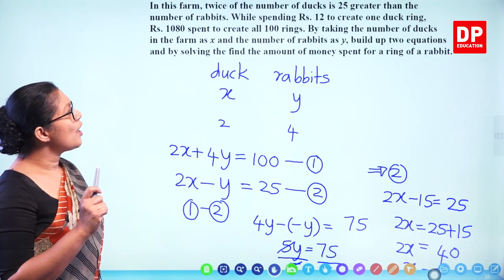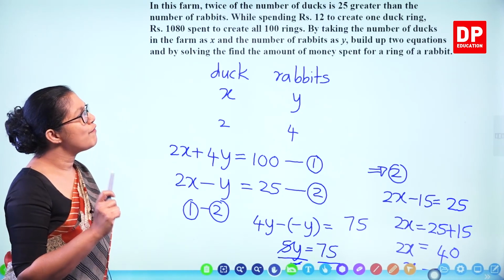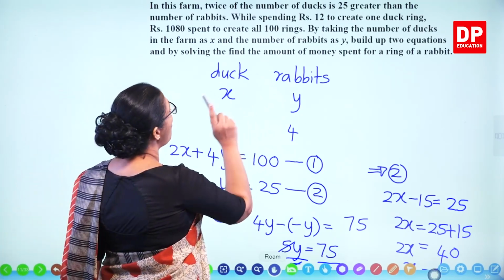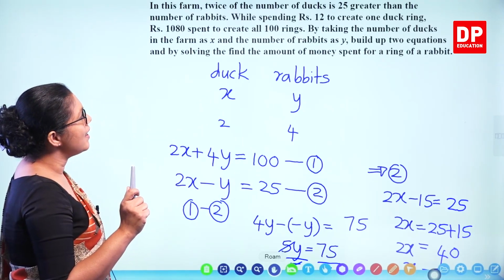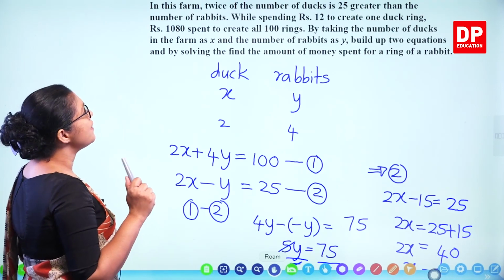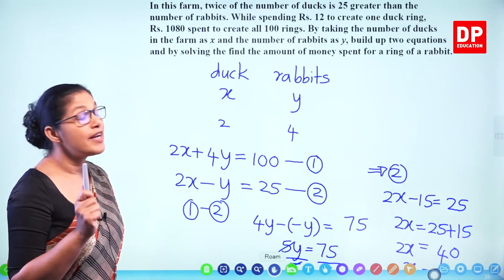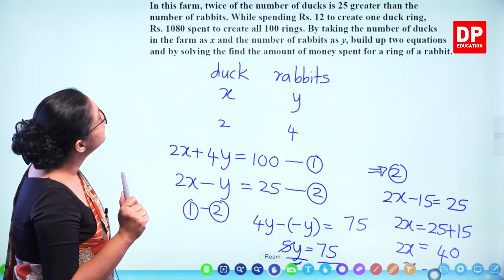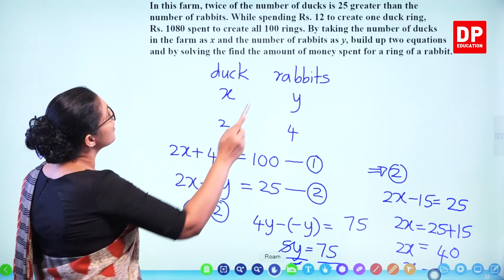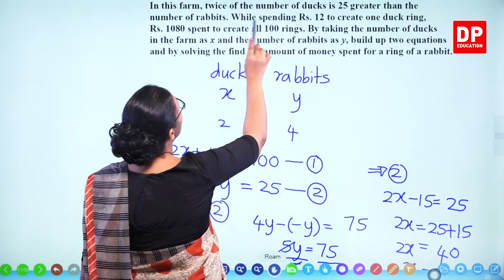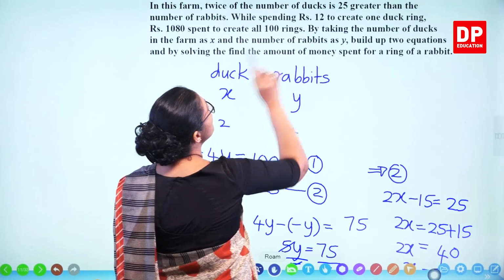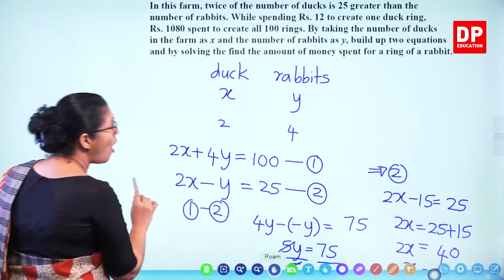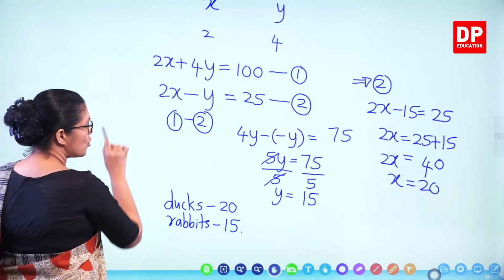Now we need to find out the amount of money spent for a ring of a rabbit. Now we found out how many ducks and how many rabbits there are. Now the next step is to find the amount of money spent for a ring of a rabbit. So it says spending 12 rupees to create one duck ring. So what's the amount for 20 ducks?